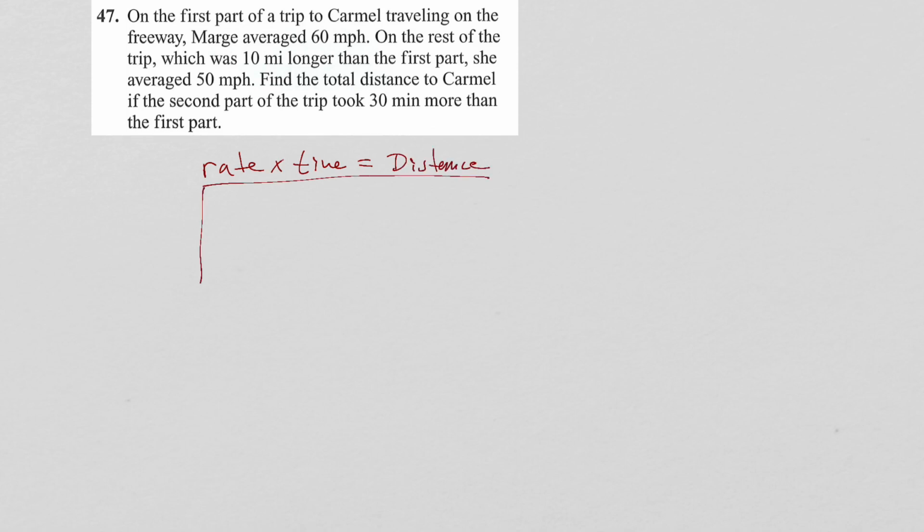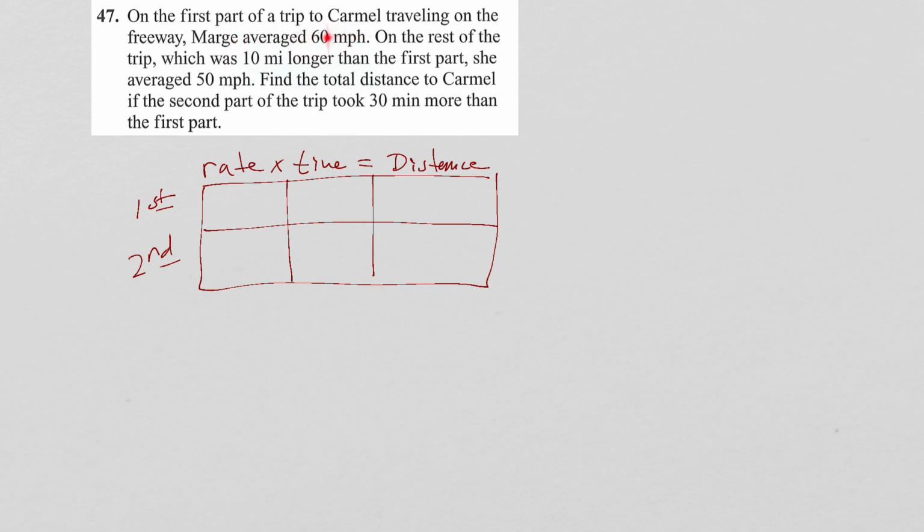So I'm going to just make the chart. I'm going to write the chart out. Then I'm going to just start filling things in as I read them. We have a first part of the trip that they're talking about and a second part of the trip. Okay. On the first part, Marge averaged 60 miles per hour. So that's the rate on the first part.